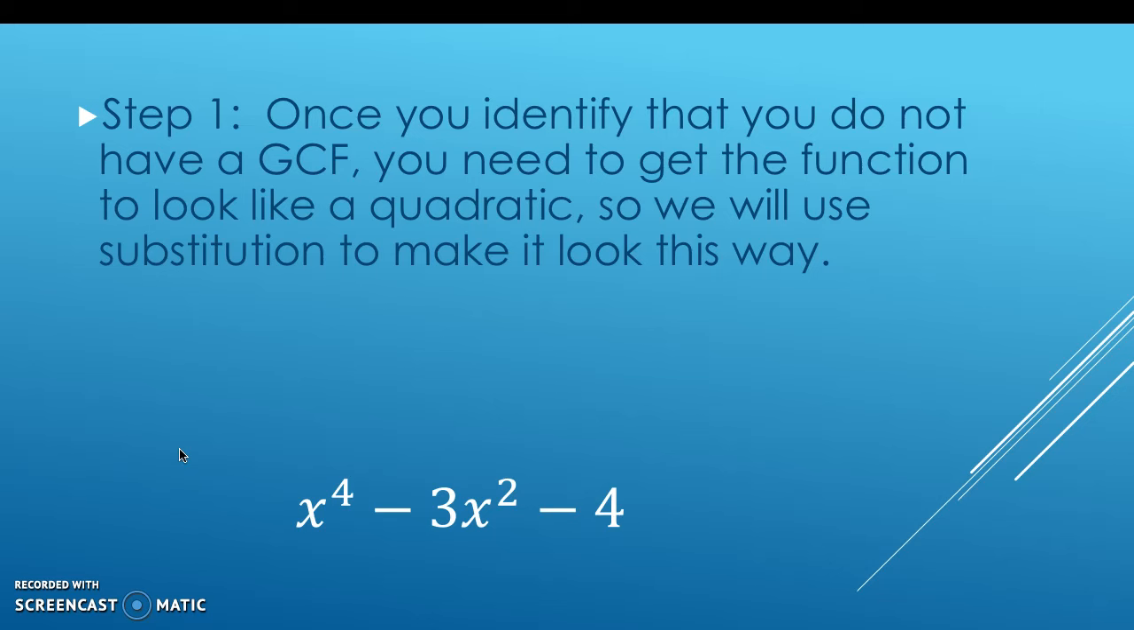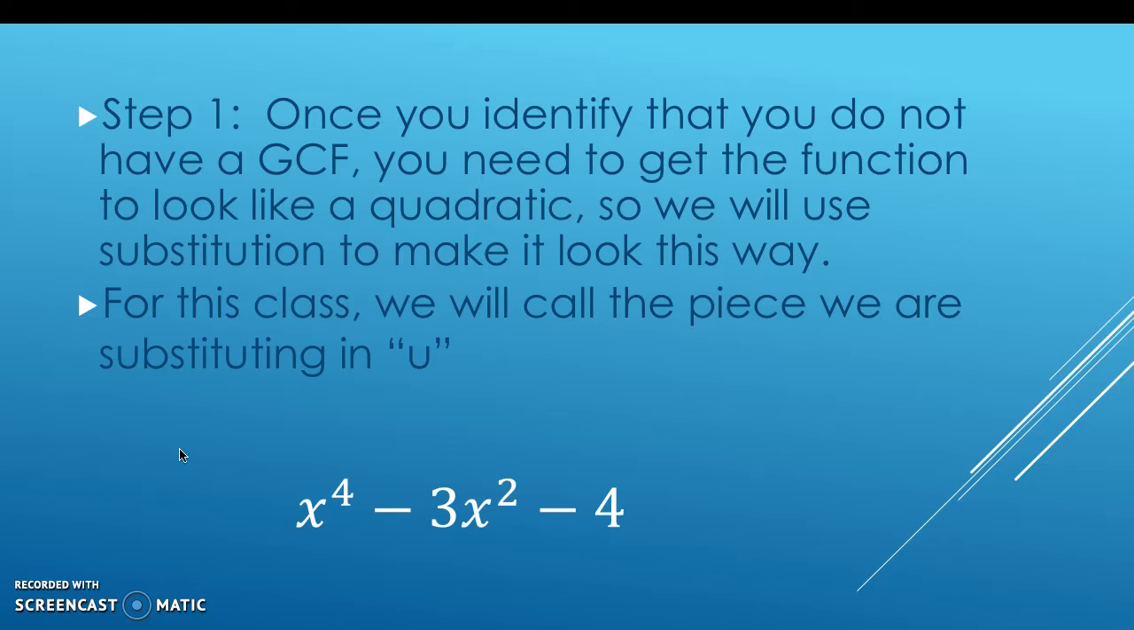So once you can identify that you do not have a greatest common factor, you need to get the function to look like a quadratic. So we will use the substitution to make it look this way. So we're going to substitute what we call u in for x.